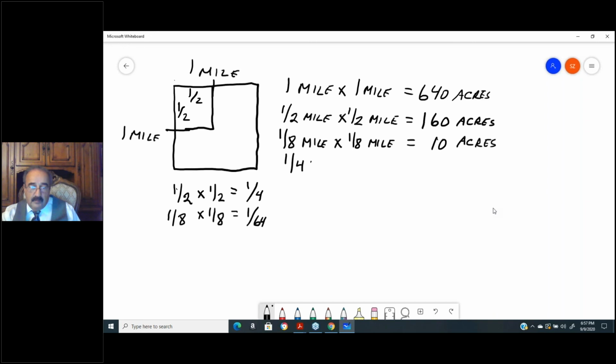1/4 of a mile by 1/4 of a mile equals how many acres? Go ahead and answer that one.